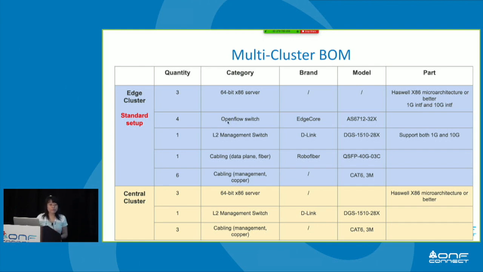We use a standard OpenFlow switch for the fabric, and we tested the Edgecore Accton 6712 model. We also need a layer 2 switch for the management plane, and this one can be any type of switch. Then we need the fiber cables. Here we use the breakout cables, 1 breakout cable, and 6 normal Ethernet Cat6 cables. For the central cloud, it's a little bit simpler. We also use 3 servers, the switch, and the cables here. So the edge cloud cluster here is the standard setup.